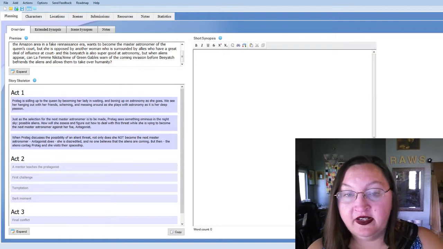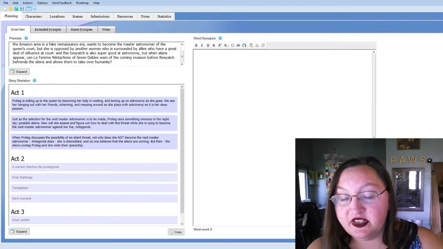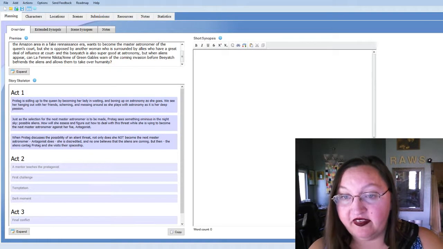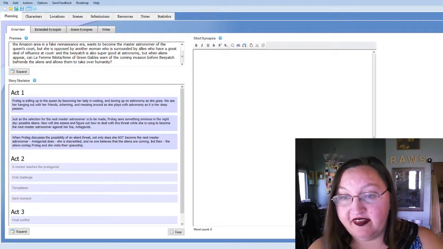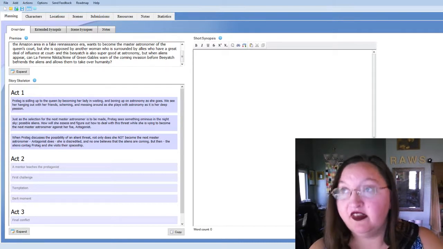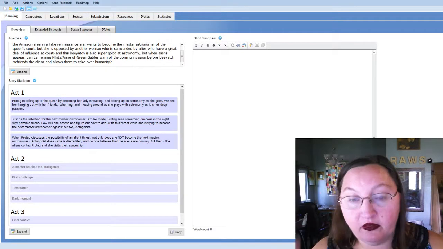The 3 tests will be 1, 2, and 3. Protag fails each test and then succeeds via try-fail cycles, but eventually succeeds. So we're on the way to like a false victory before the crisis.